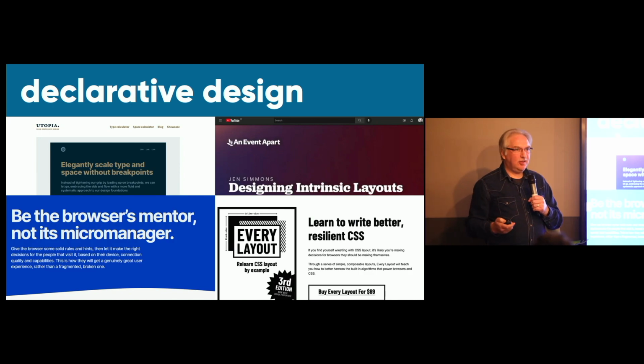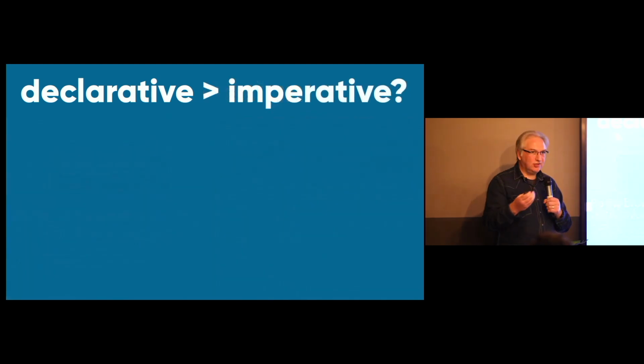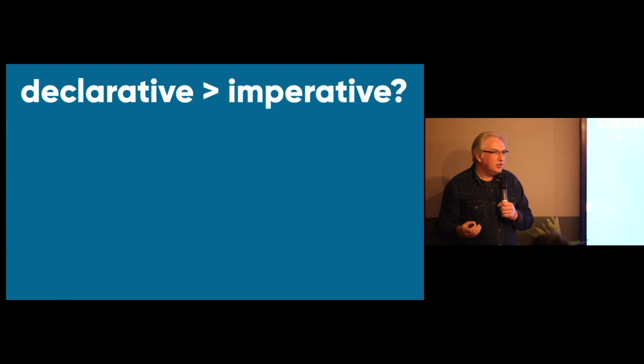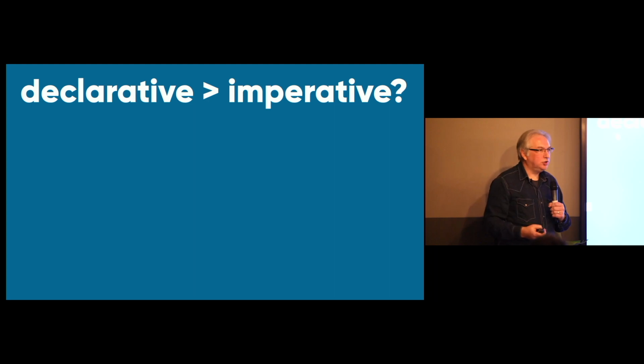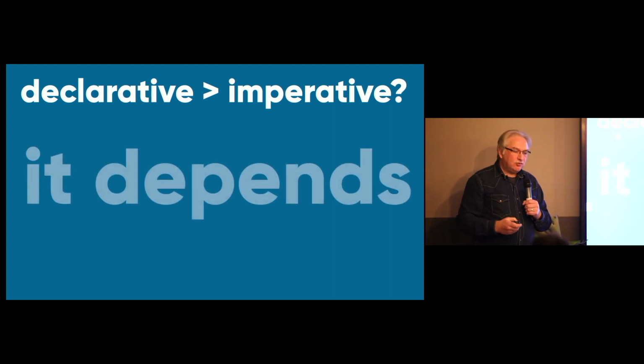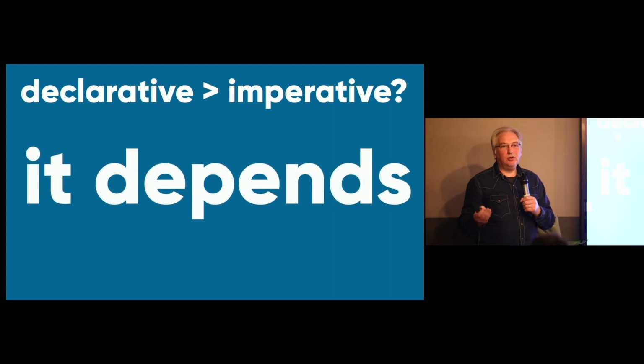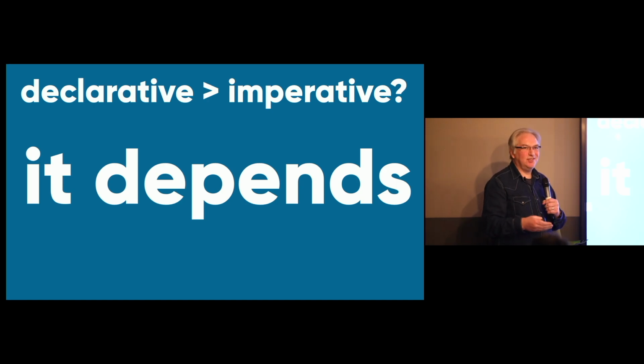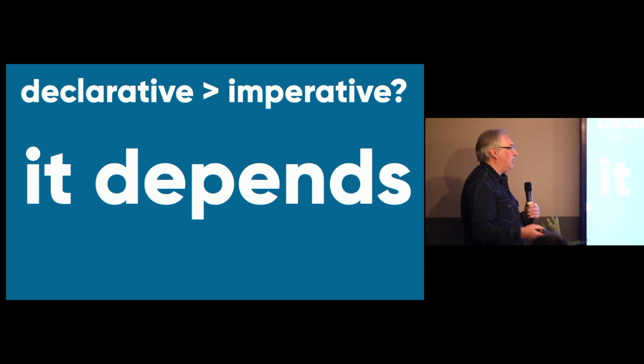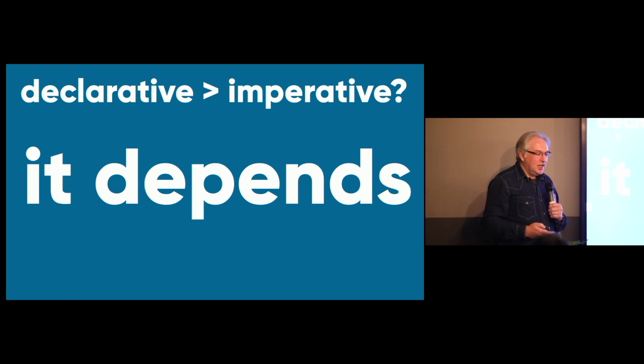So am I then saying that a declarative approach to design is inherently better than an imperative approach? The answer is, it depends, which is a total cop-out answer. Anytime someone gives you it depends as an answer, that's a total cop-out, and you should follow up with the next question, which is, it depends on what? In this case, the question of whether declarative is better than imperative when it comes to design depends on culture, the culture of the organization doing the design.